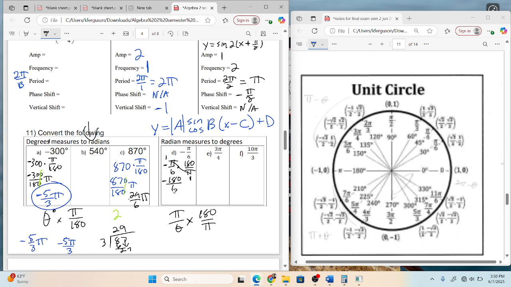And then I just divide. How many times does 6 go into negative 180? That's negative 30 times. Done.